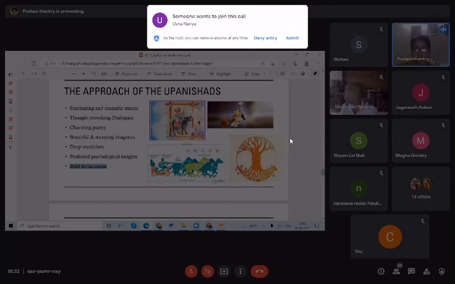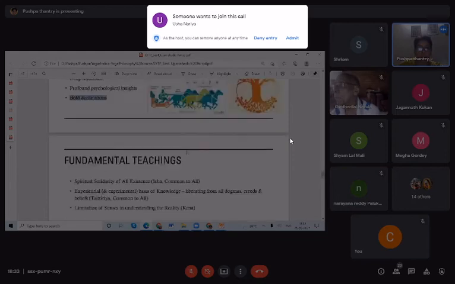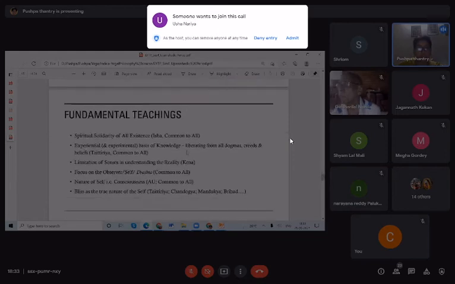And this imagery which is explained, like the five senses, the manas, the buddhi, the atman, is again coming from the Upanishads. Okay, so some question will come from this imagery as well, and also where there are two birds, right? This imagery is also coming from the Upanishads. So again, fundamental teachings, just to summarize and recap: spiritual solidarity is in all existence. It is Isha, common to all.